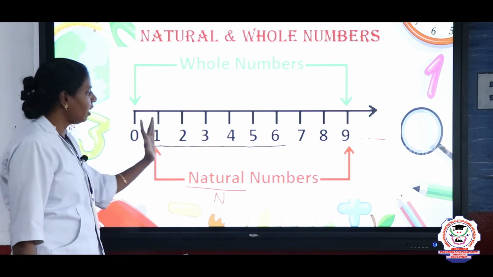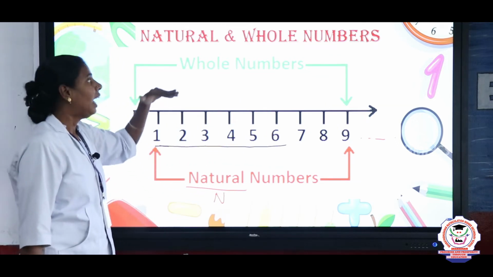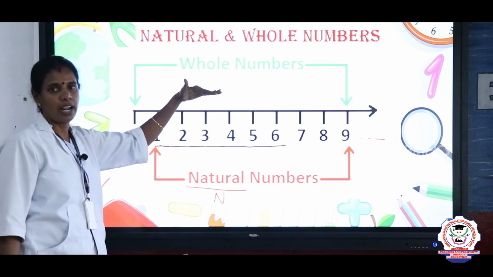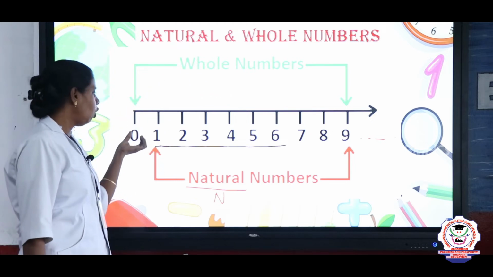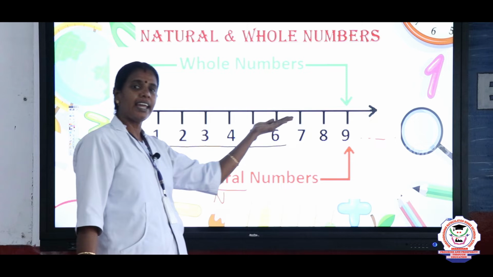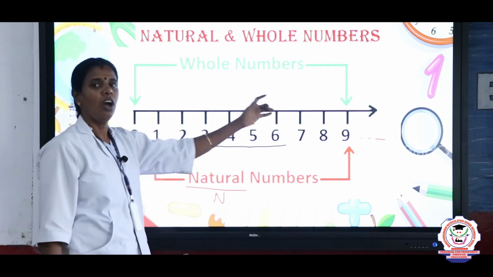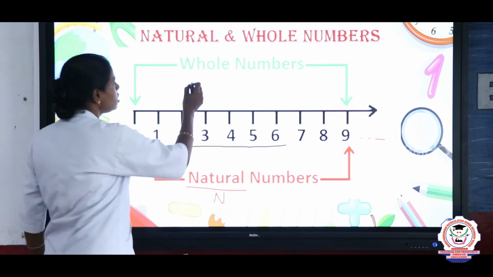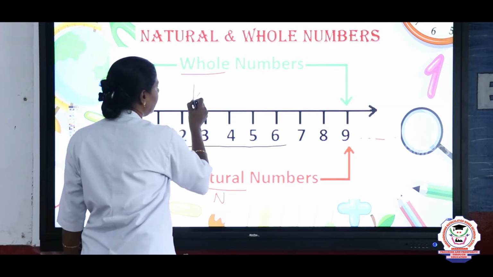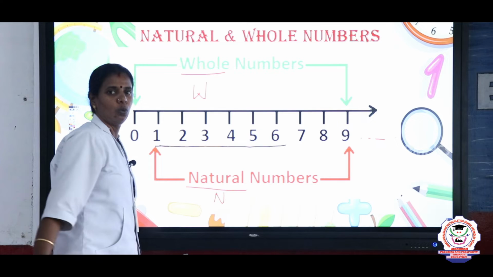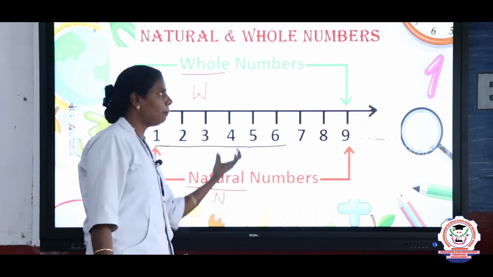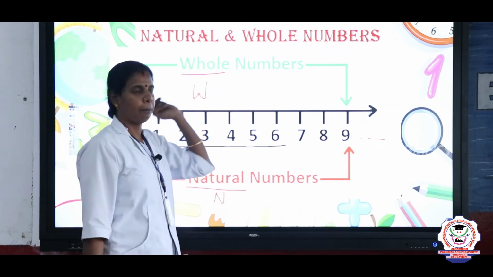When 0 is joined with this natural number, it is named as whole numbers, right? See, 0, 1, 2, 3, 4 etc. till infinite. This set of numbers is called whole numbers. So, this whole number is denoted by capital W. Is it clear? What is natural number and what is whole number?